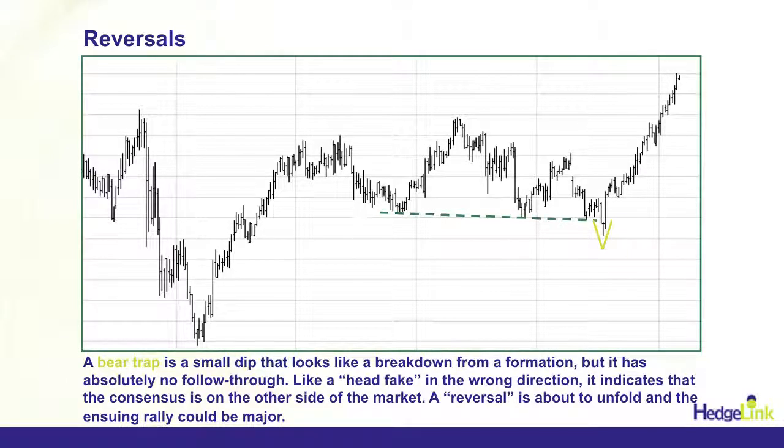Well, the opposite of a bull trap is a bear trap. And a bear trap is a small dip that looks like a breakdown from a formation, but it also has absolutely no follow-through. It's like a head fake in the wrong direction. It indicates that the consensus is on the other side of the market, a reversal is about to unfold, and the ensuing rally could be major.